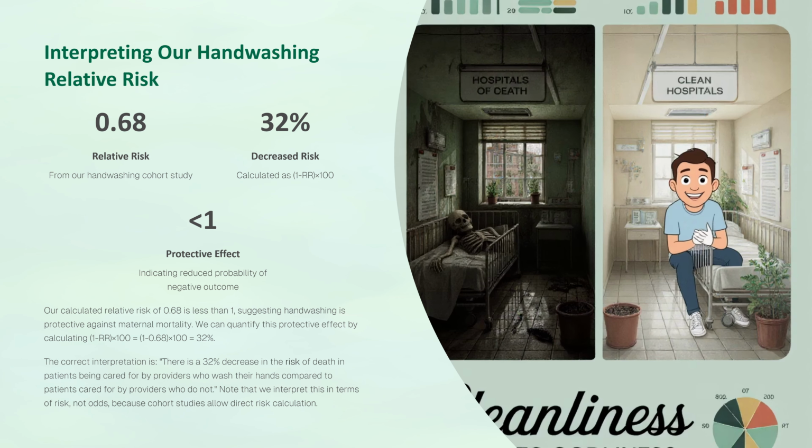Applying this to our hand washing example, remember our relative risk calculated was 0.68. And so we would interpret that as 1 minus relative risk times 100. It's a 32% decreased risk of death in the hand washing group. Since it's less than 1, it's a protective effect, right? Even though it's a relative risk, it's a lower risk when you wash your hands. You see all the calculations there. If you want to do an interpretation statement, there is a 32% decrease in the risk of death in patients being cared for by providers who wash their hands compared to patients being cared for by providers who do not wash their hands. And you can see that 32% risk of death in the picture on the right. Great.